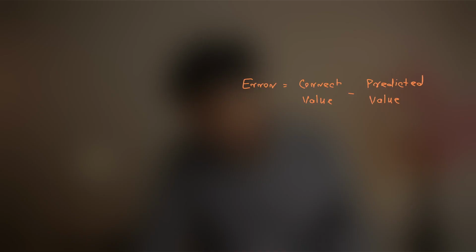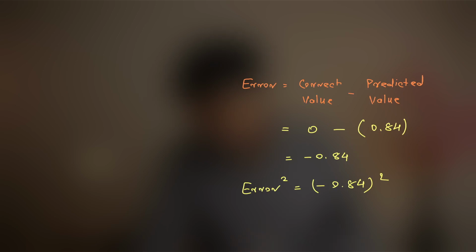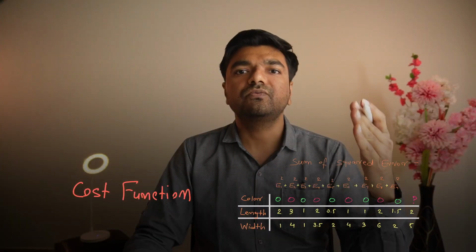Okay, so let's calculate the error. Error is equal to correct value minus predicted value. The correct value is 0 because the flower was green and we had denoted it with a 0 value. The predicted value is 0.84. The answer is minus 0.84. We want to get rid of this negative sign, so let's square it. Error squared is equal to minus 0.84 squared, which is equal to 0.705. This is the error of the first reading.